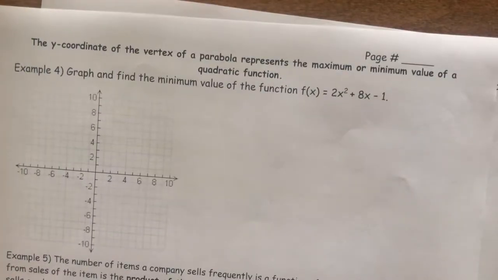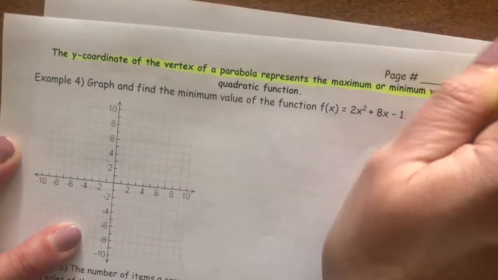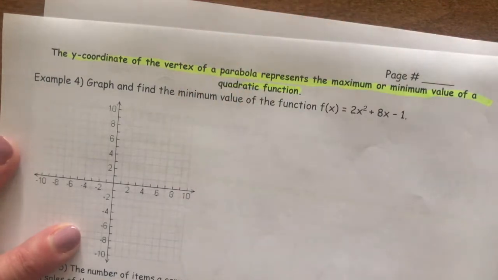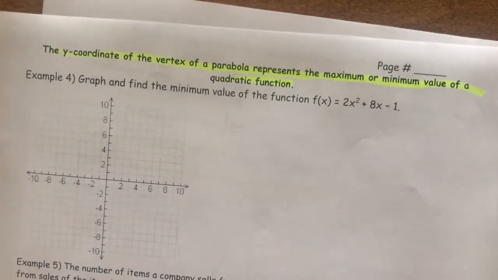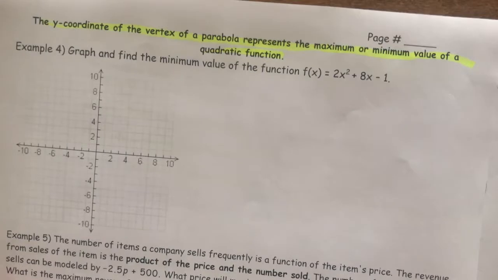Okay? So when we take a look at the last page here, it tells us that the y-coordinate of the vertex of a parabola represents the maximum or minimum value of a quadratic function. So the x-coordinate tells us what our axis of symmetry is when we have our vertex. The y-coordinate of the vertex will tell us the maximum or minimum value. So you can pause the video and try this next equation on your own, or just continue to follow through.